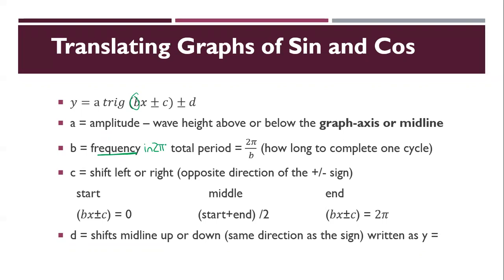If it says the frequency is 4, I get 4 total sine waves from 0 to 2 pi. That's a bunch. Normally we only get 1. So then I would need to figure out how long it takes to complete just one of those waves. The total period can be calculated by 2 pi over b. That is super important. 2 pi over b is how long it takes to complete just one cycle.